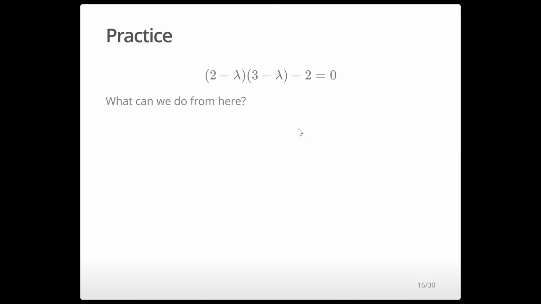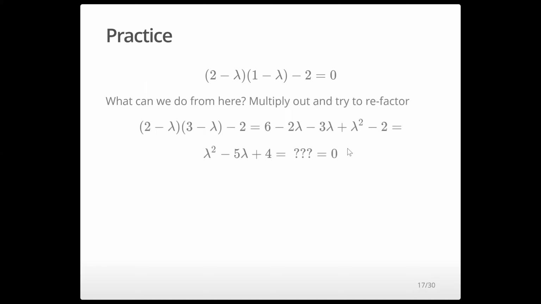So where can we go from here? This isn't necessarily immediately obvious how we solve this the way it was before, because before we zeroed out this term. So one thing we can do, we can factor things out and then we can multiply things out and then try to refactor. So here I multiply out these parenthetical terms. And so that gives me 6 minus 2 lambda minus 3 lambda plus lambda squared minus 2, which becomes lambda squared minus 5 lambda plus 4.